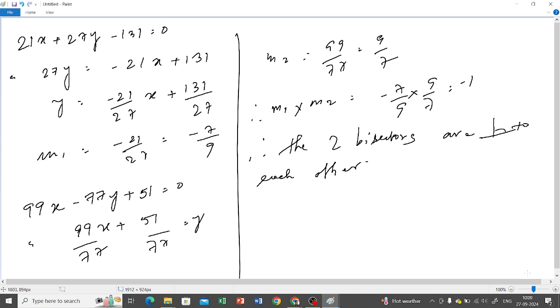Fine. Try out this sum. Now find the bisector. Exercise 2 part 2. Find the bisector of the angle between the following pairs of lines in which the origin lies.